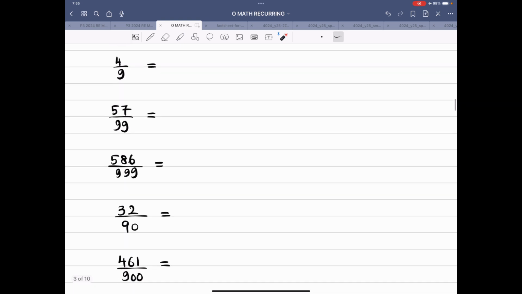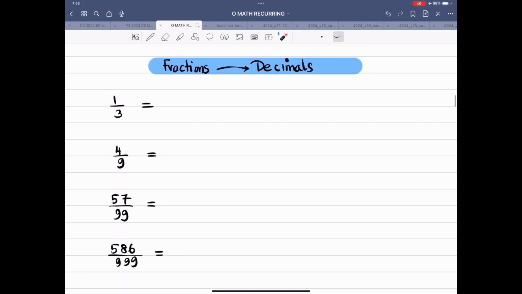Now let's look at these. Let me convert these fractions to decimals using a calculator. So go ahead, grab your calculator and let's divide. If I take 1 divided by 3, this comes out to be 0.333 and it keeps on going. 4 divided by 9, that is 0.444 and it keeps on going.